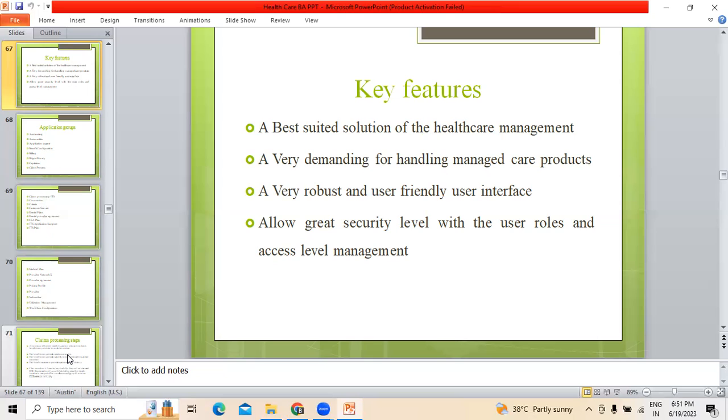At the same time, it allows a great security level. As I mentioned, security levels are also important. So we have to provide security levels for the kind of user roles as well as access level management, because whenever I explained about HIPAA, I told you, right? So there are 3 services there. One is about administrative activities. In the administrative activities, multiple roles will be there, right? There may be an admin person who is doing the billing, a biller, right? So different roles are there. So these are the user roles.